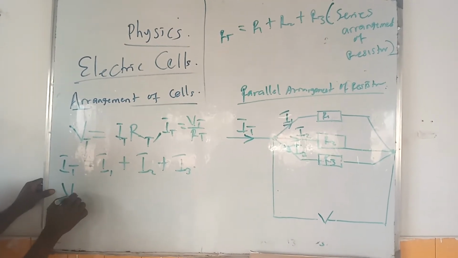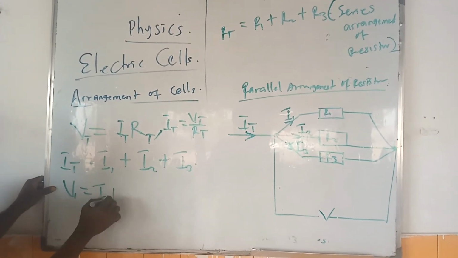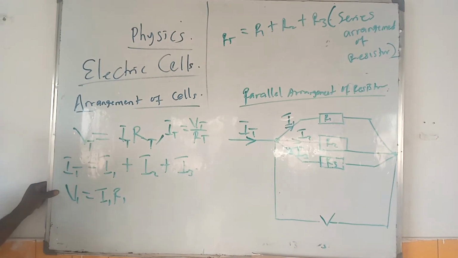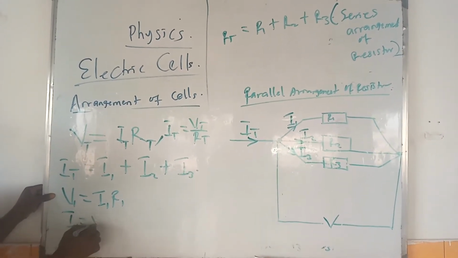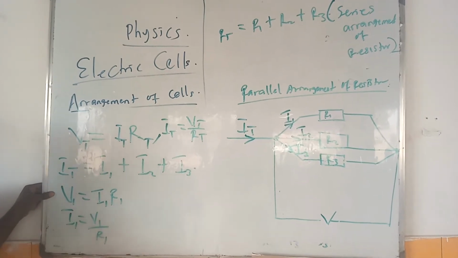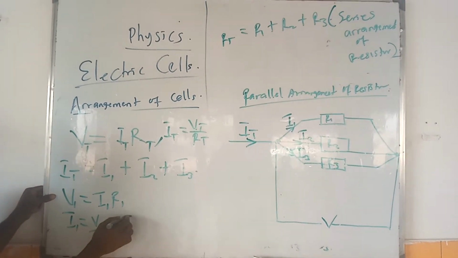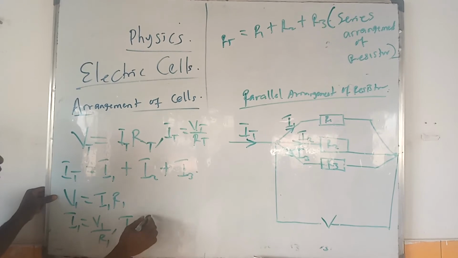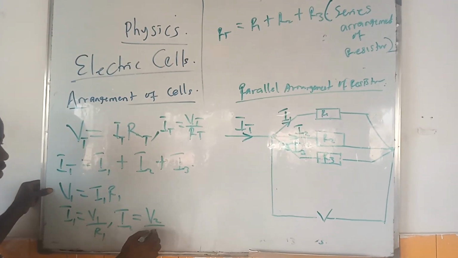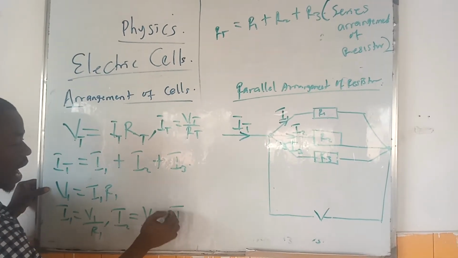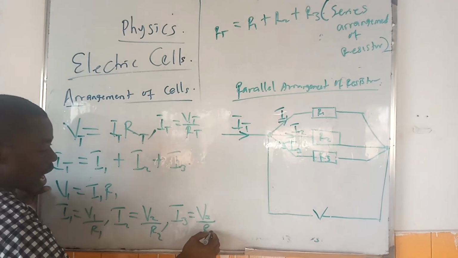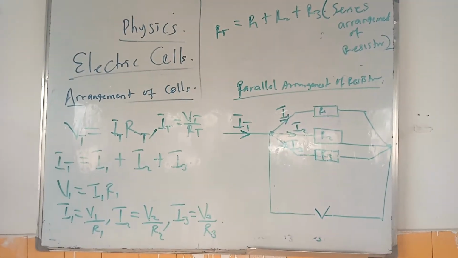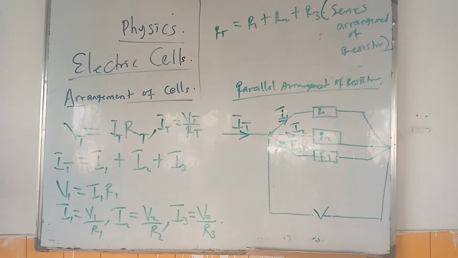From V1 equal to I1 R1, you can make I1 the subject of the formula, and you have I1 equal to V1 all over R1. You can do the same thing for I2: I2 will be V2 all over R2. I3 will be equal to V3 all over R3. Do you understand?